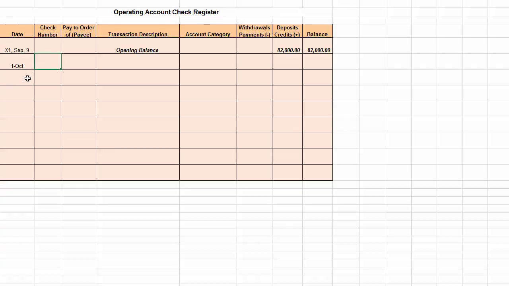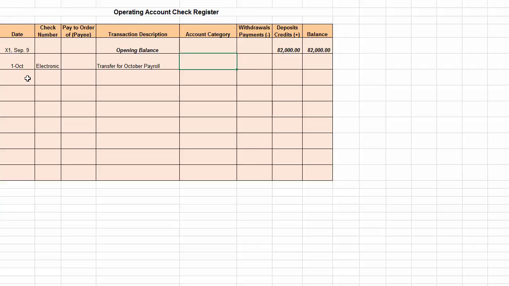Check number, there was no check number, so that's electronic. Or EFT for electronic funds transfer. Since we're just transferring money electronically from within the company, there's no pay to the order of. And so now we need a description of this transaction. This was a transfer for October payroll.